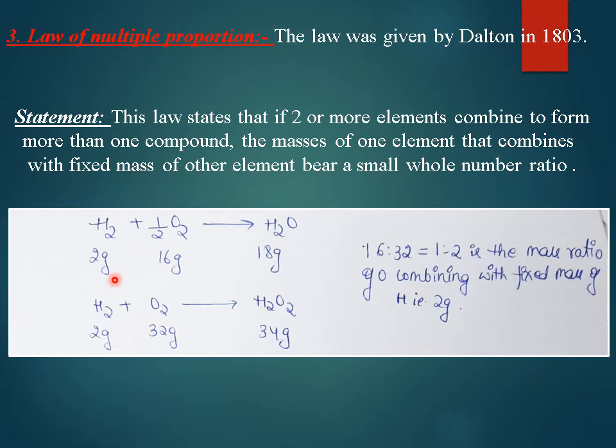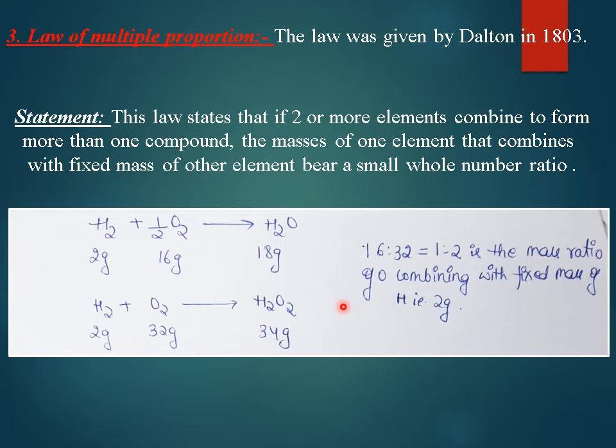But hydrogen and oxygen can also combine to give me hydrogen peroxide, H2O2. Now, 2 grams of hydrogen reacts with 16 grams of oxygen to give me 18 grams of water. And 2 grams of hydrogen reacts with 32 grams of oxygen to give me 34 grams of hydrogen peroxide.